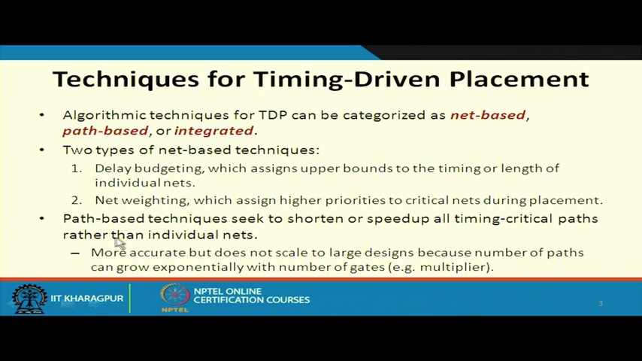In contrast, the path based techniques, as I said, seek to handle all the timing critical paths, that means from inputs to outputs. They do not look at individual nets. These are more accurate because we are more interested in the input output requirements, not the requirements of the individual nets. But again, the problem we mentioned earlier is that the number of paths can grow exponentially for many circuits. So handling individual paths may not be feasible.